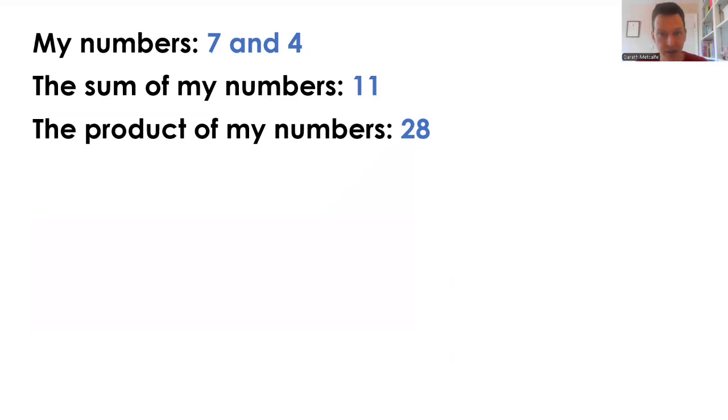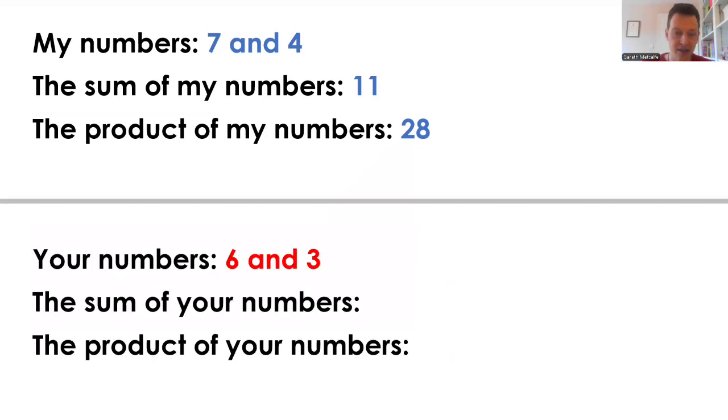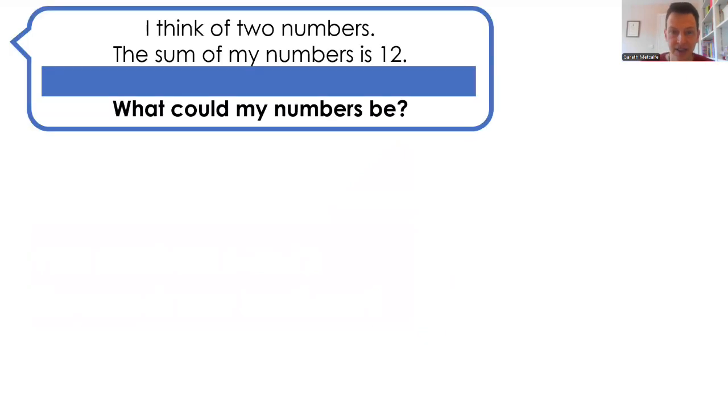So let's say there's a task I'm building up to. My numbers are 7 and 4. The sum of my numbers is 11, because 7 plus 4 equals 11. The product of my numbers is 28, because 7 multiplied by 4 equals 28. And I'm helping the children to become fluent with the terms sum and product. And I might say to them, right, your numbers are 6 and 3. What's the sum of your numbers? What's the product of your numbers? And here I'm activating the necessary prior learning that will build into this problem-solving task here.